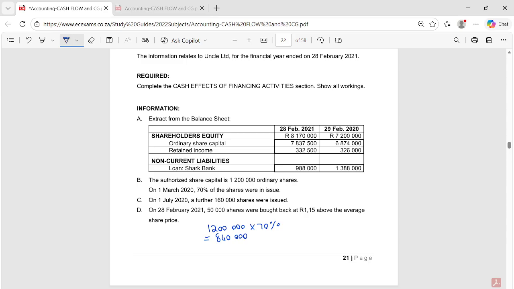1,15 above the average share price, right? So therefore, this information is very important. Above the average share price. Now, I'll show you now. So therefore, we bought back our shares of what?